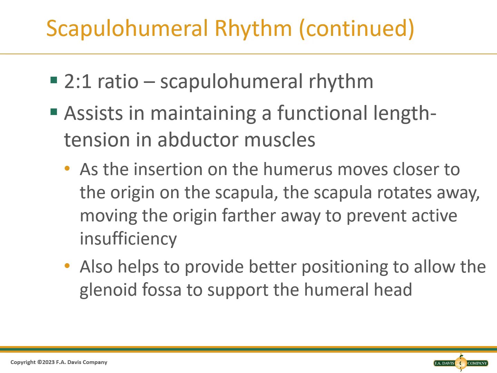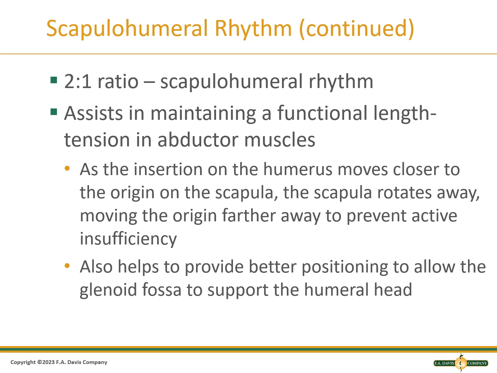This 2-to-1 ratio is what we call the scapulohumeral rhythm, and it allows us to have appropriate positioning for the musculature and the bony support. So it assists in maintaining a functional length tension in the abductor muscles. As the insertion of the humerus moves closer to the origin, the scapula rotates away, moving the origin farther away to prevent active insufficiency in our shoulder abductor muscles. This also helps provide better positioning to allow the glenoid fossa to support the humeral head.